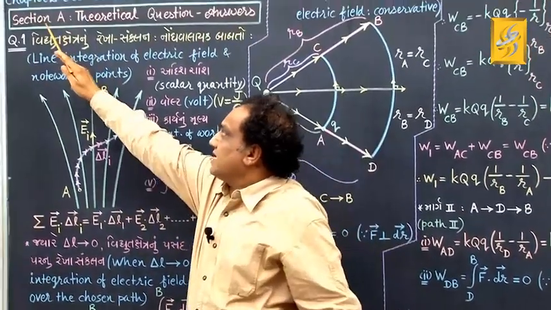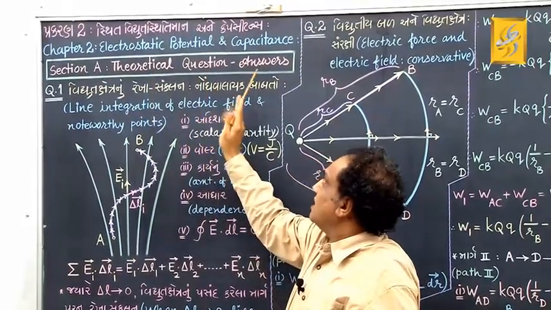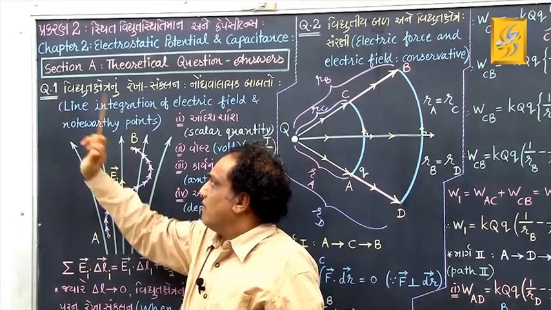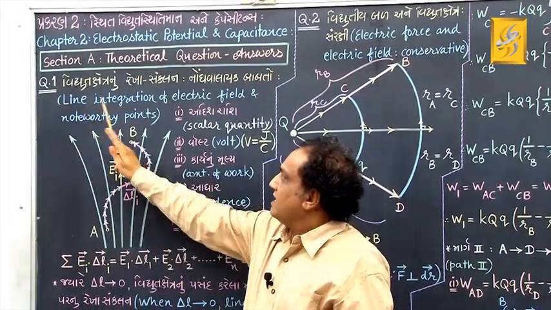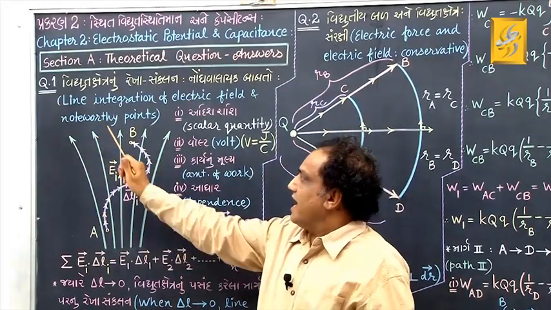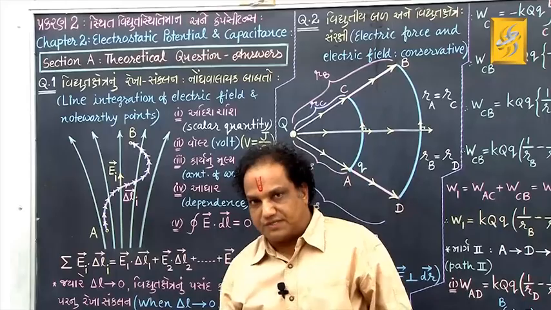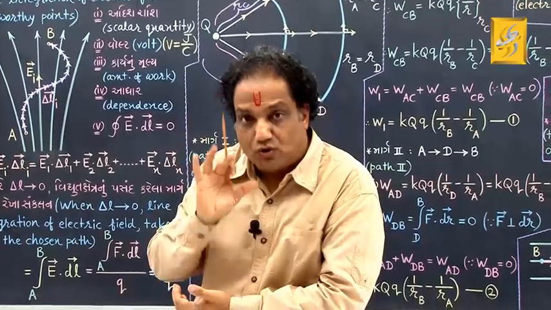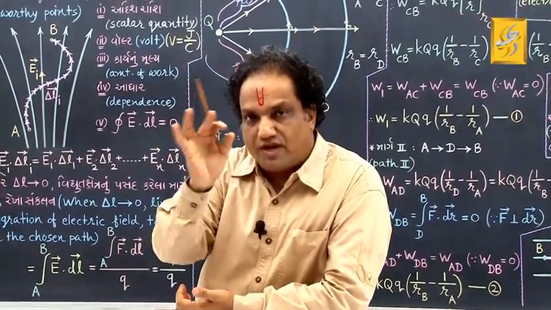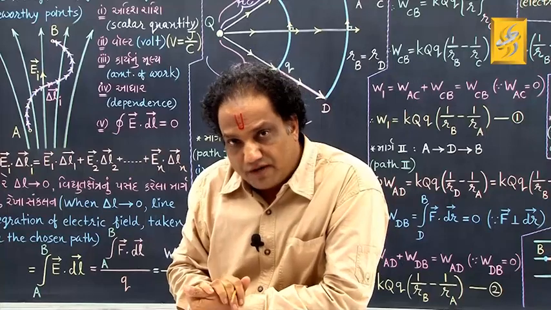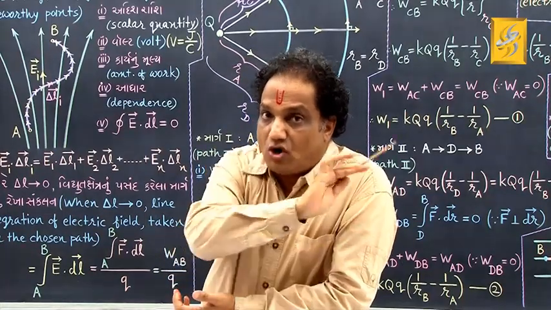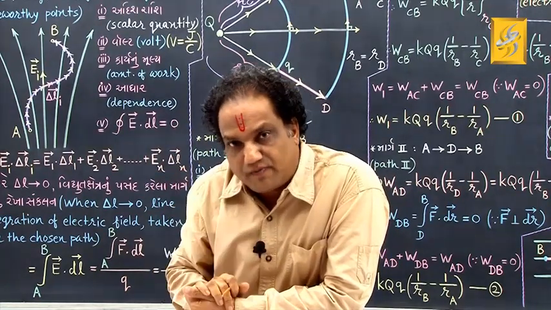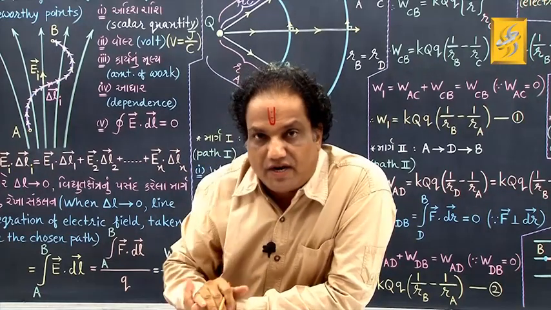Come on. Section A, theoretical question answers. Okay, fine. Let us see the first question. Question number 1 about line integration of electric field and some noteworthy points. My dears, in the textbook, in the beginning of this chapter, they have used one word so very often. What is that word? That word is line integration of electric field. But let us see now a clear-cut explanation about line integration of electric field.